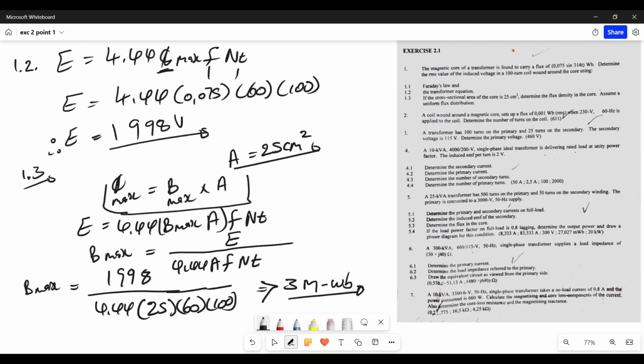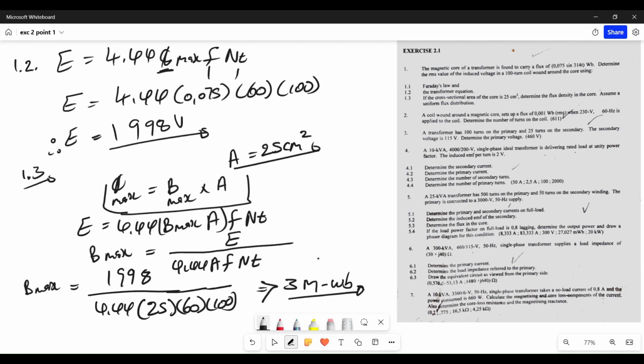3 milliweber. That is our flux. Okay, so let me just double check on that one. If I didn't make a mistake, let me calculate again so that I see if I did not make a mistake. Alright, everything looks fine. So that is our flux density for 1.3.